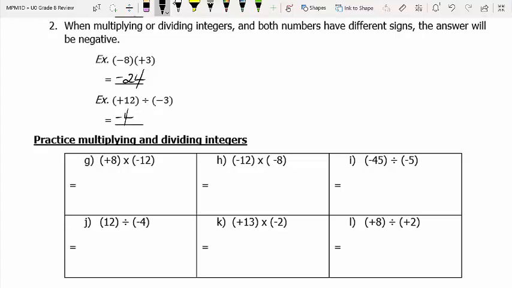Try these 6 examples on your own, and then go ahead and check your answers with me. So pause the video, give it a go, and then unpause when you're done. Okay, so hopefully those were the answers that you got.